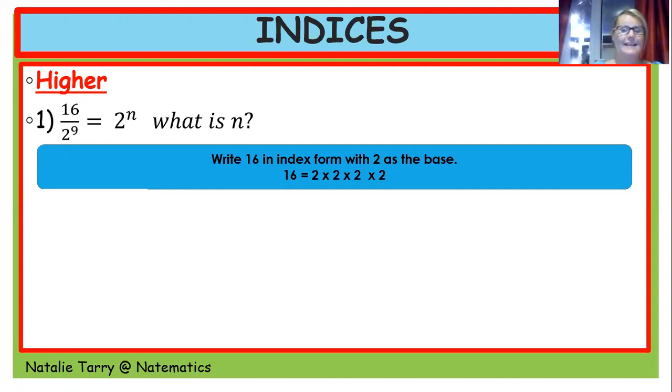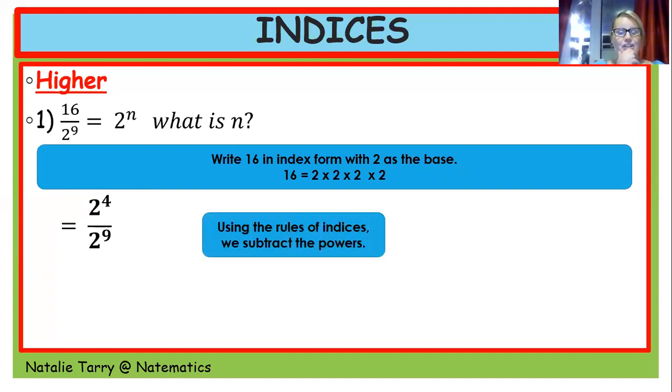Okay, so 16, we can represent that as 2 to the power of 4. So we've got 2 to the power of 4 divided by 2 to the power of 9. What index rules tell us how to simplify something divided by something else where the bases are the same? Remember, 2 is known as the base. Well, actually, we subtract the powers. So we have 2 to the power of 4 minus 9. So therefore, we have 2 to the power of minus 5. So straight away, we know that n is equal to minus 5.